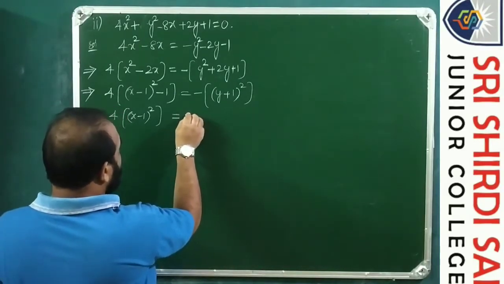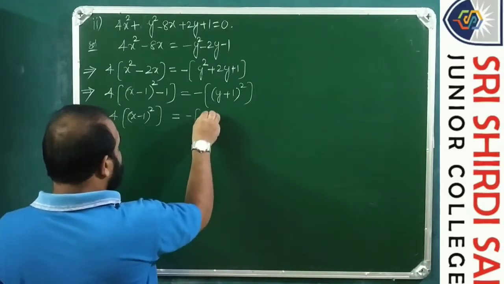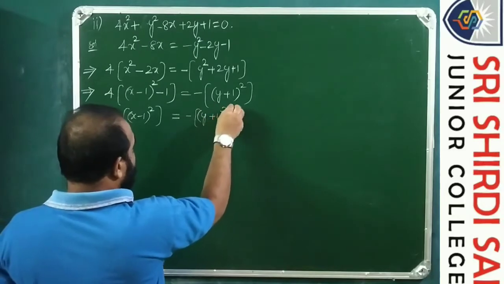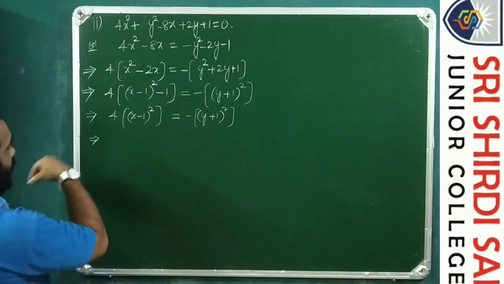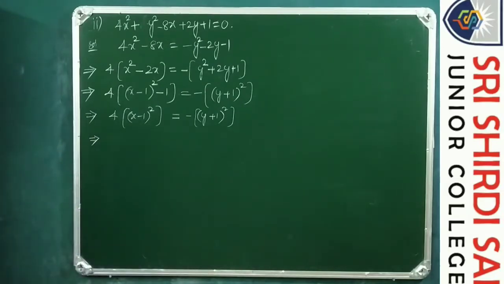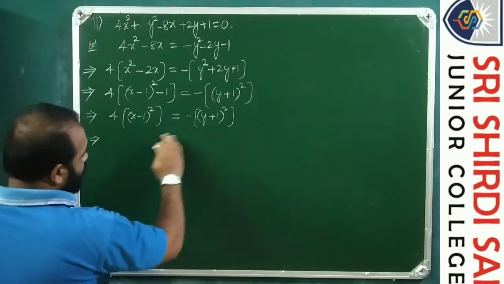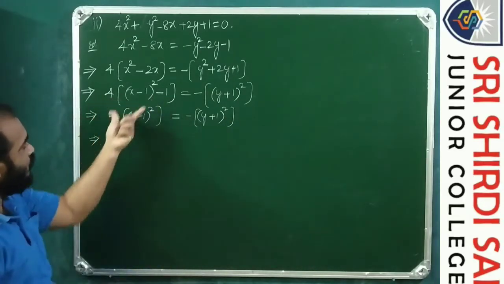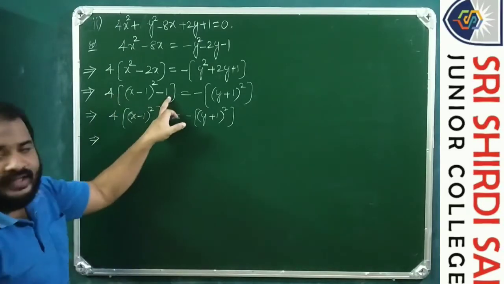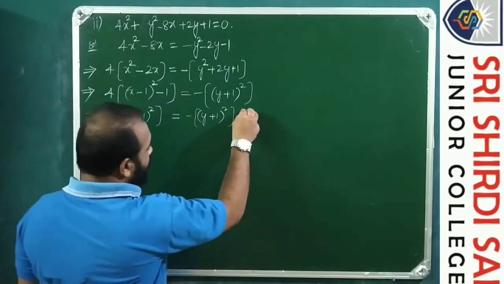minus of (y plus 1) whole square. So here 4 into minus 1 is minus 4. This is 4 into (x minus 1) whole square I have written. 4 into minus 1 is minus 4. So that minus 4 if you transpose onto another side, this is plus 4.